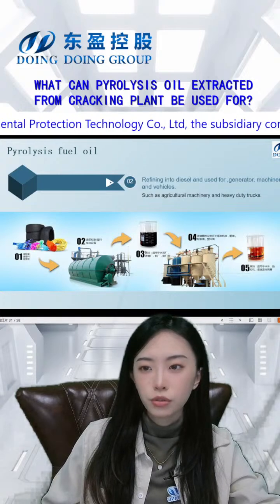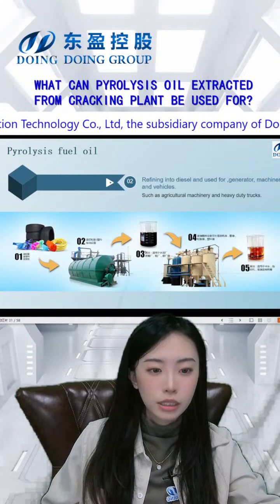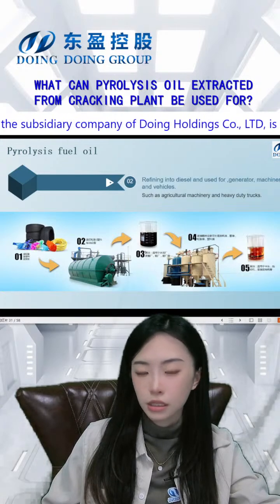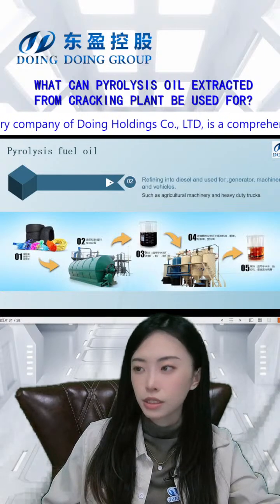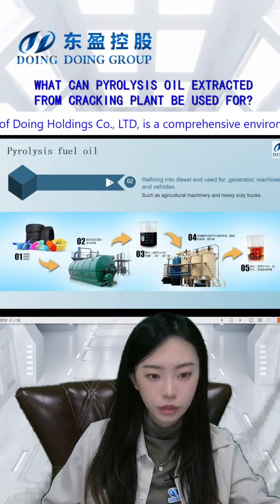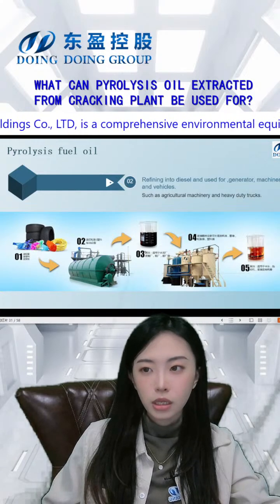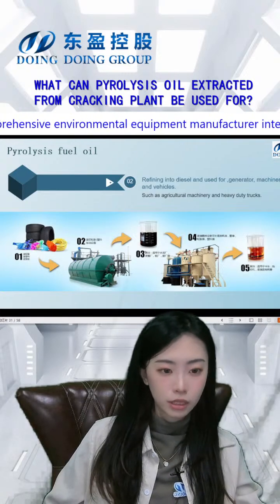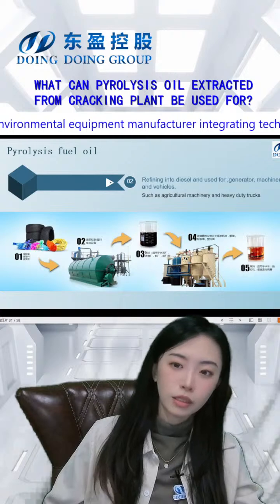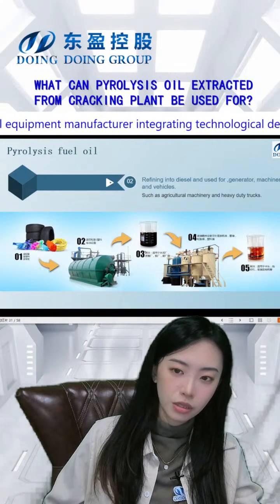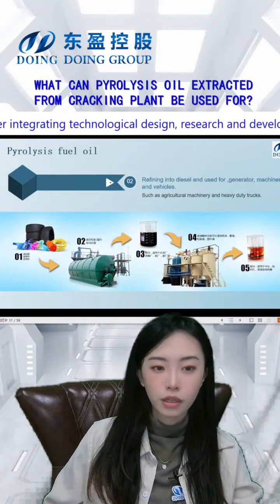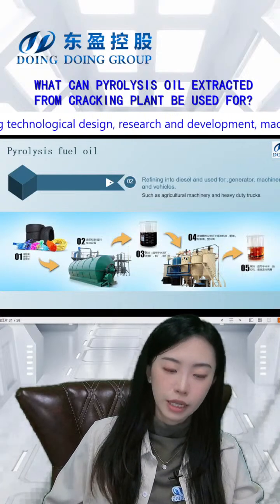If you want a refining step, we need another piece of equipment like this, the distillation equipment. By using this, we can convert the waste tire oil or other waste oil, like waste engine oil and waste lubricating oil, into diesel.